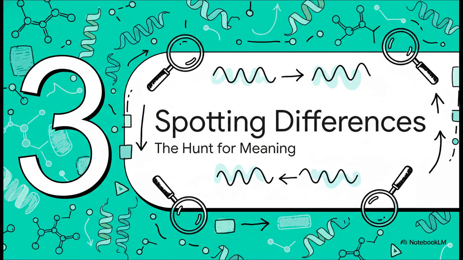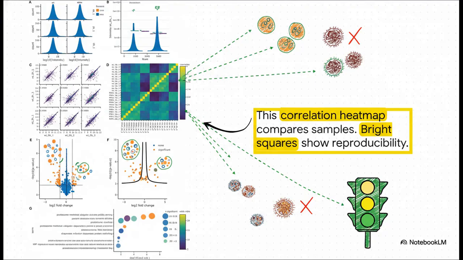Okay, so let's move on to the next stage, because this is how it all builds towards a real discovery. See, it's not quite enough just to know what proteins are there. Scientists really need to know what's changed. Before you can find any meaningful differences, let's say between a healthy cell and a cancer cell, you have to prove your measurements are consistent. This visualization, called a correlation heat map, does exactly that.